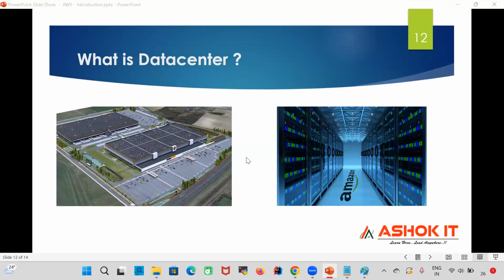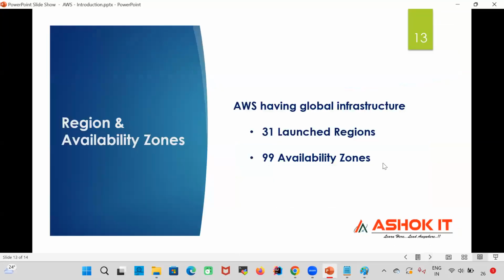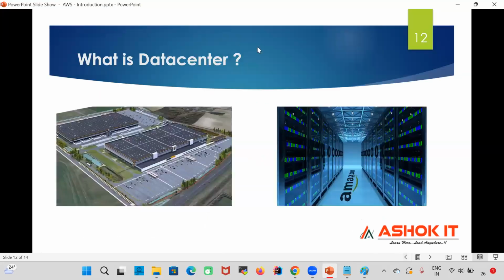In India, data centers are available in 2 places. One is Mumbai, another one is Hyderabad. From 2016, they have data centers in Mumbai. From 2022, they have data centers in Hyderabad. In Mumbai, 3 data centers are available, and in Hyderabad also, 3 data centers are available. In total worldwide, they have 99 data centers.